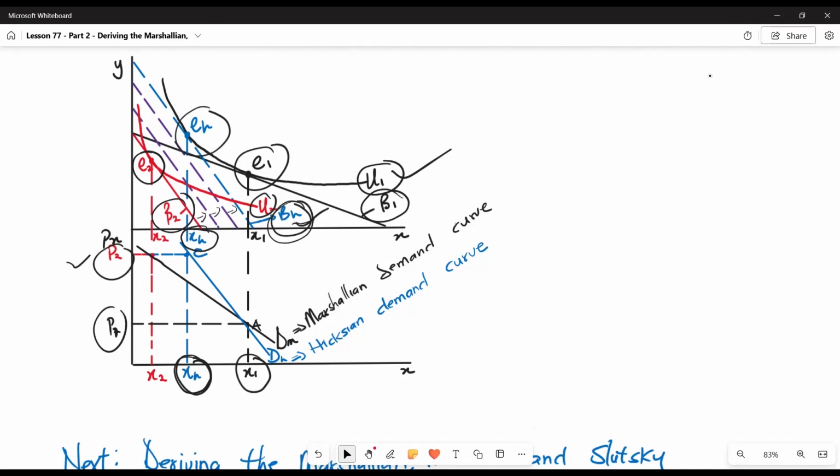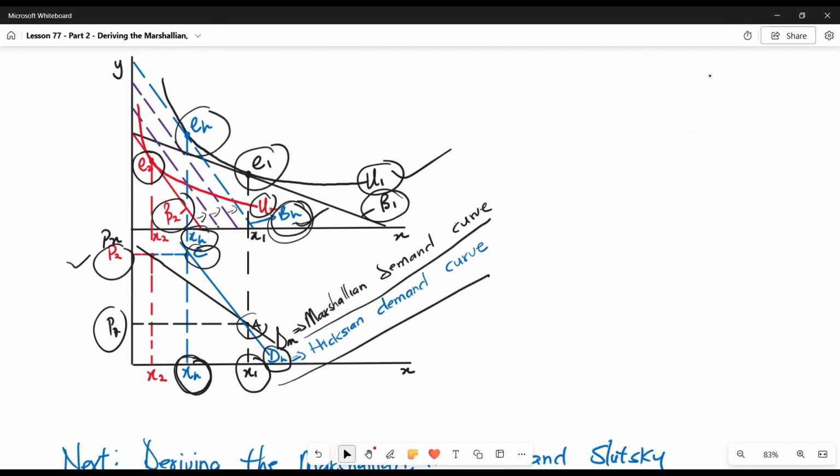So to get the Hicksian demand curve, we simply need to connect this point A here to our new point C here. Let's call this curve DH. If we compare the Hicksian demand, which is DH, to the Marshallian demand, which is DM, we notice that the Hicksian demand curve is steeper than the Marshallian demand curve. This is the case when the good is a normal good, and we will talk about it more in our subsequent lessons.